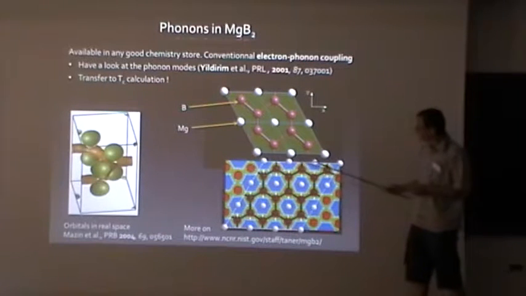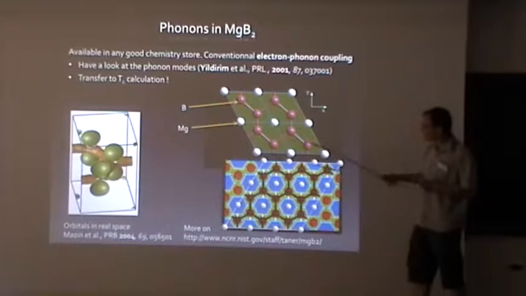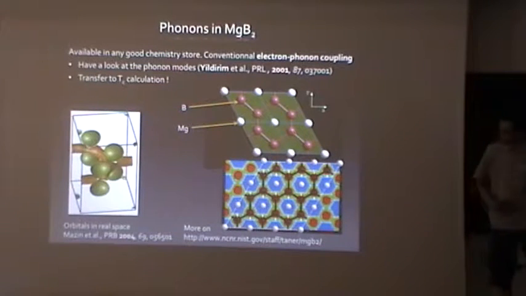The pi bands, the other ones, are some holes, like the d band for Suhl and Matthias, the weakest bands for superconductivity.